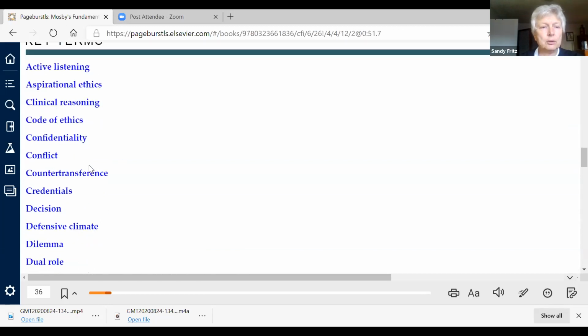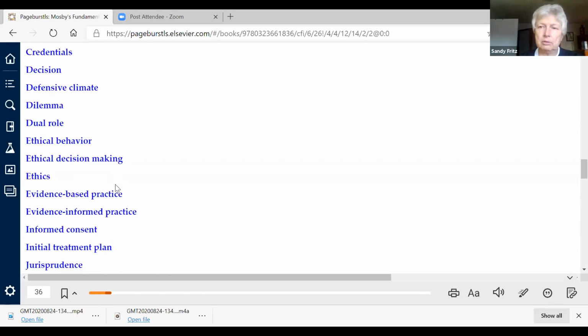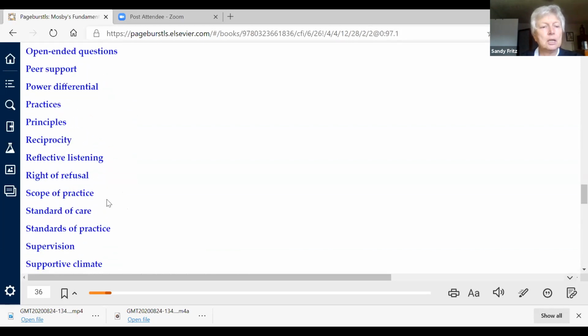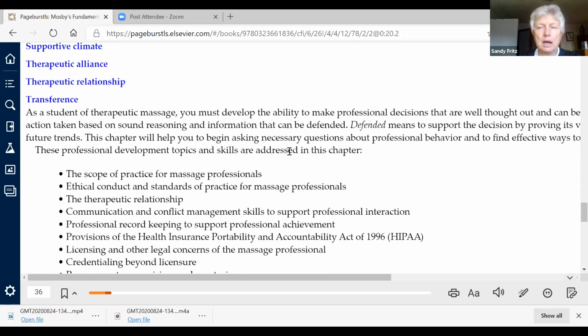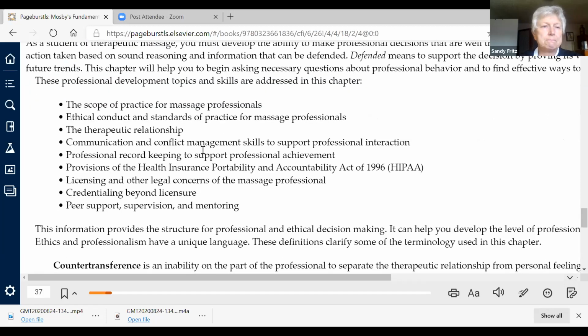Here are all our key terms. These are terms that you should be able to use intelligently. And then our overview. So we're in our second chapter of Unit 1. These topics here are really important.